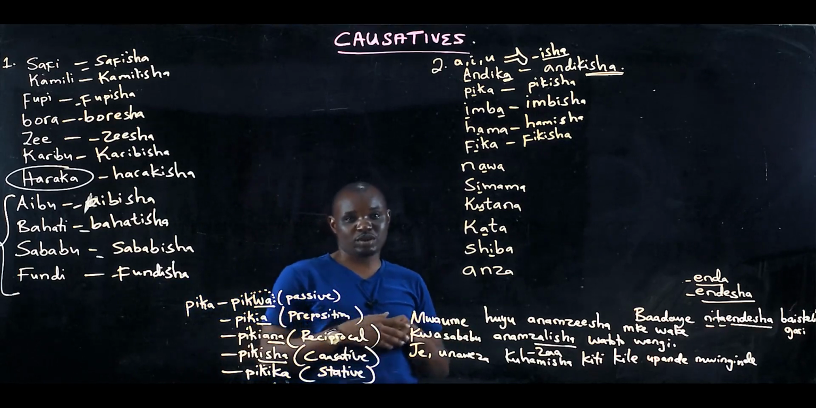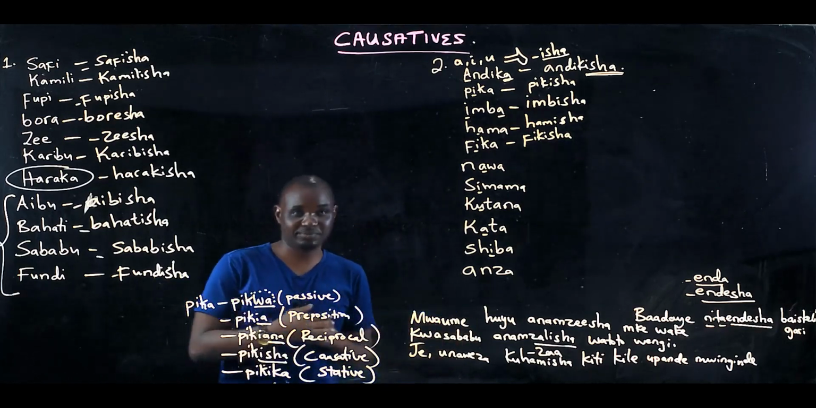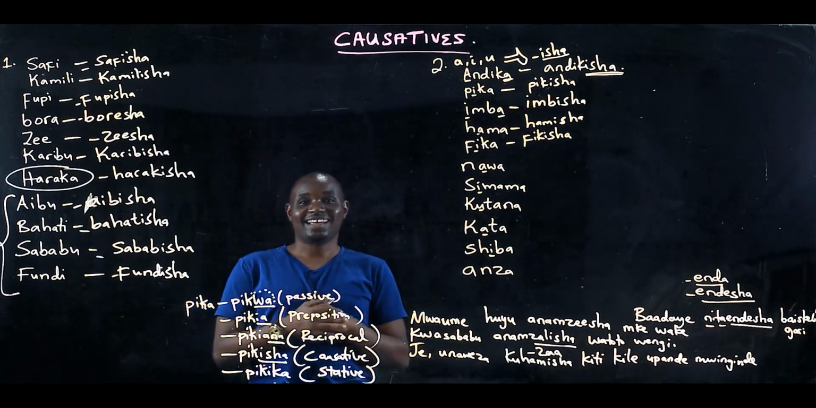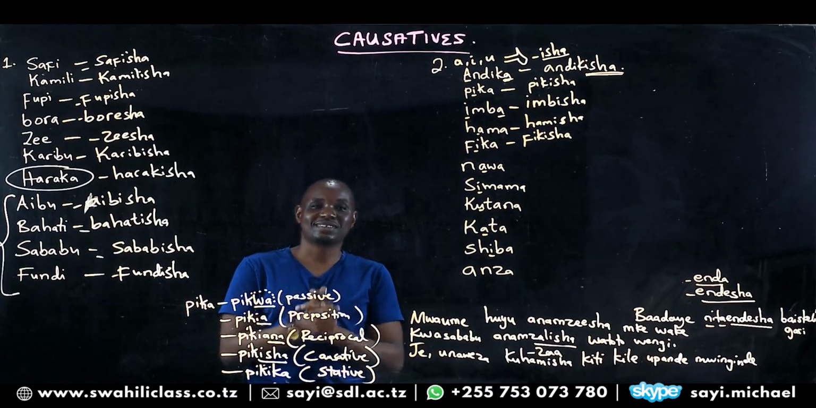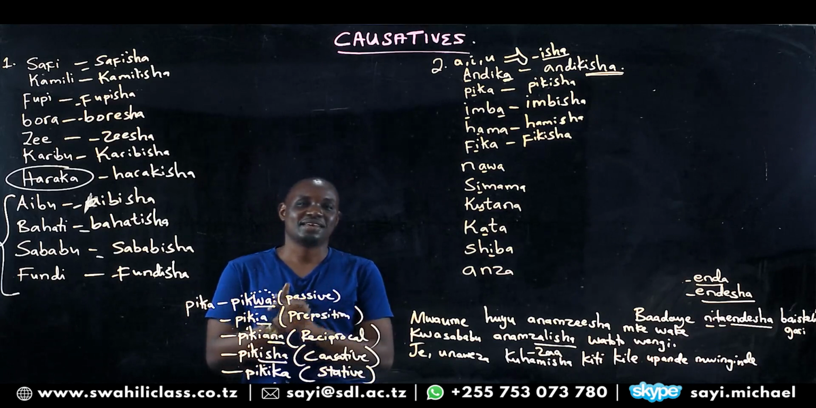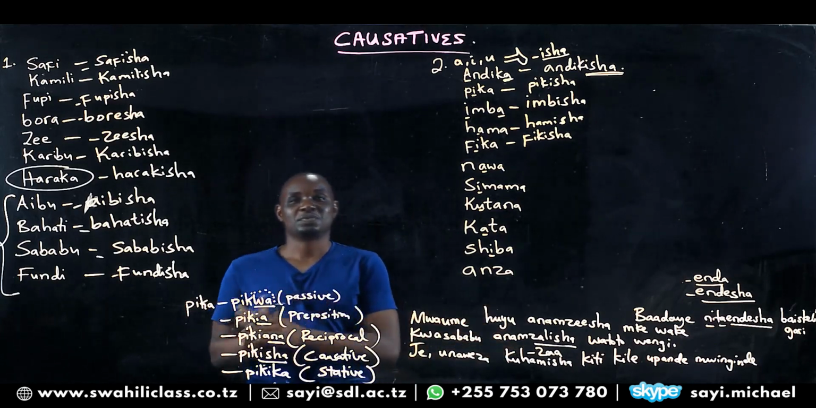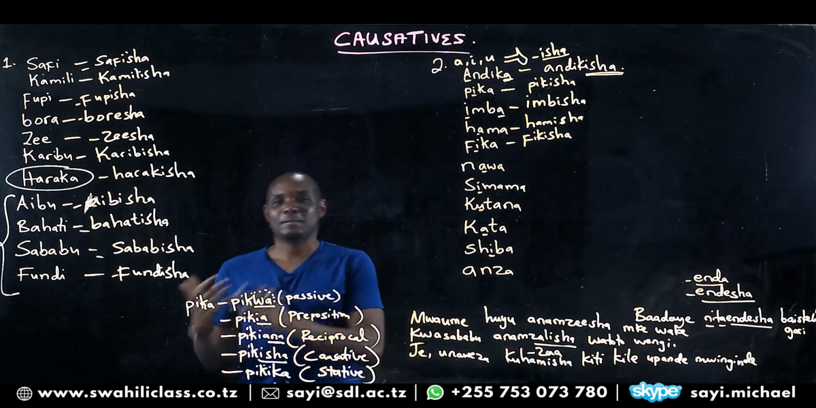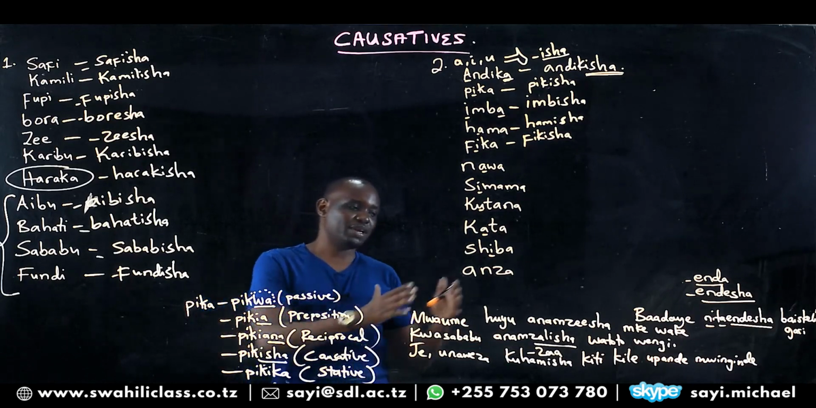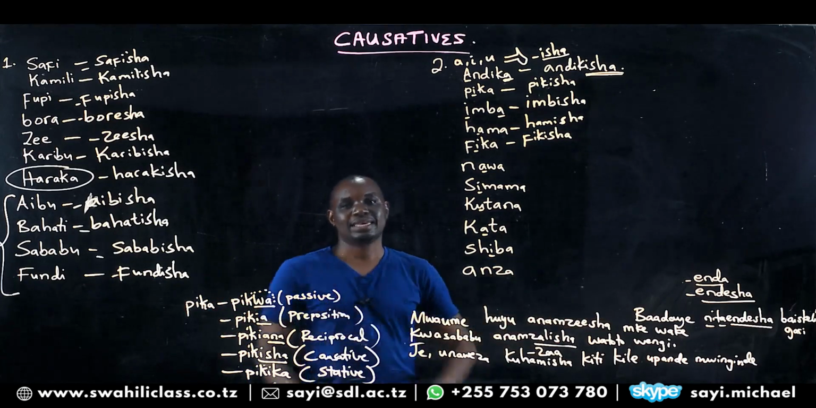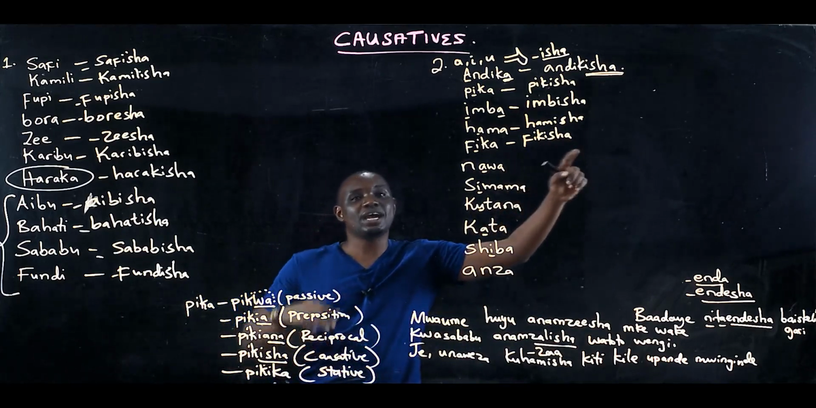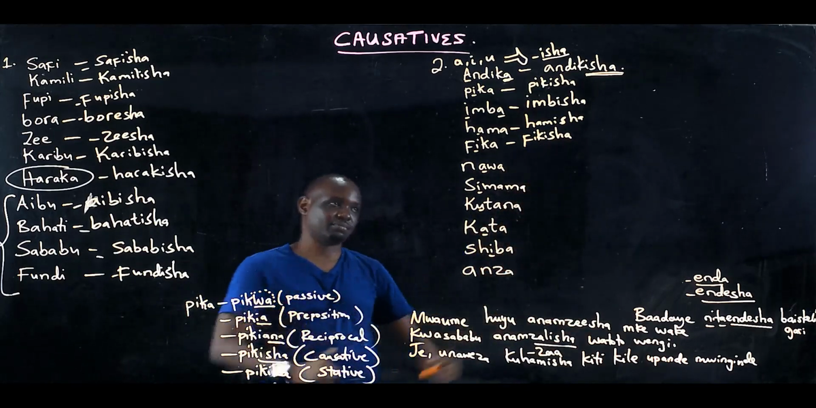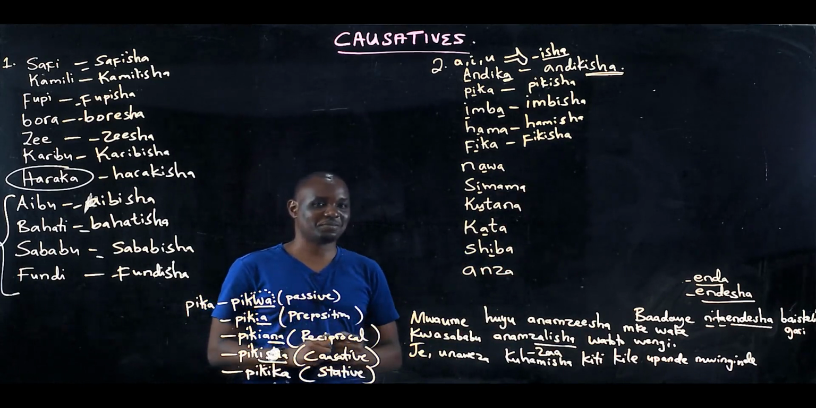Fikisha. Who makes you arrive? So you want to go home, and your boss has the car and wants to take you home. So you say, yesterday my boss made me arrive home early. Jana bosi wangu alinifikisha nyumbani mapema. Fikisha. See?